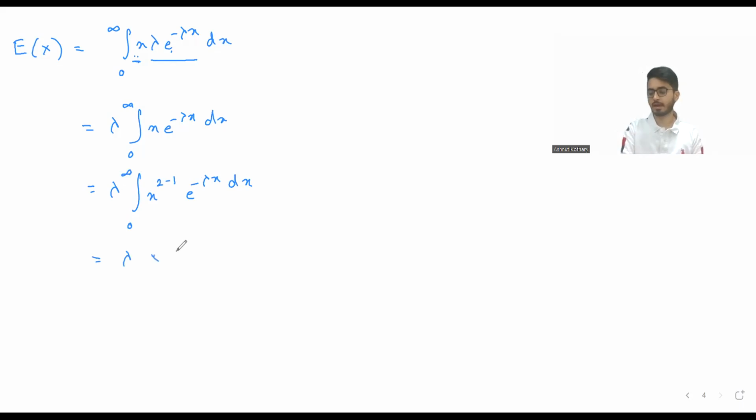Now this will be nothing but lambda into gamma 2 divided by lambda square. Gamma 2, again you can check out, gamma n was nothing but n minus 1 factorial. So gamma 2 is nothing but 1 factorial, which is 1. So what I'm left with is lambda into 1 factorial by lambda square, which comes out to be 1 by lambda. So again, going forward, do keep referring to the first 4 prerequisite classes. A lot of results we would be using in this chapter as well as the later chapters.